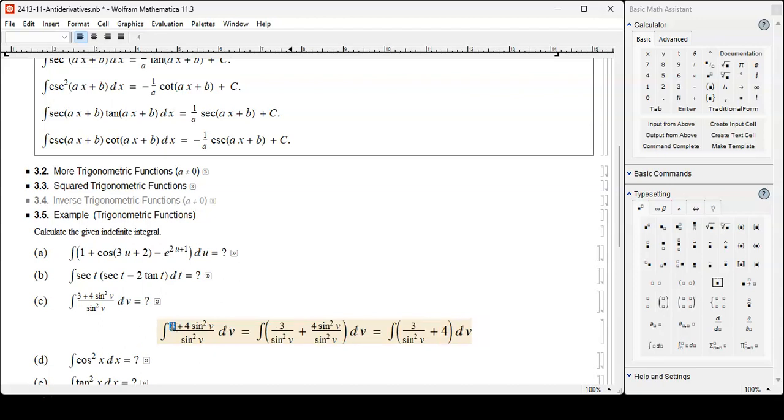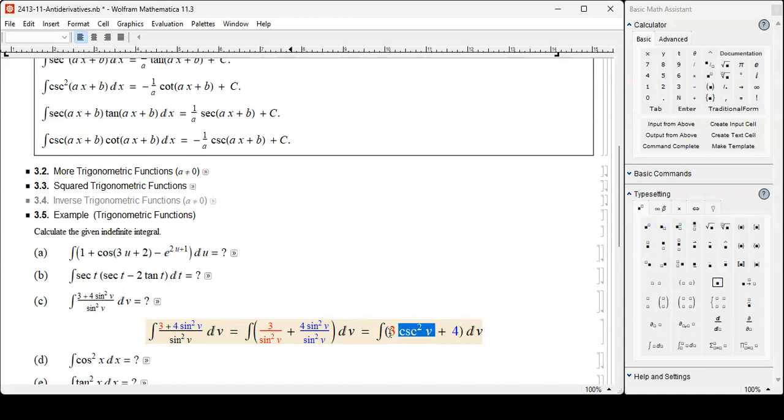Let's just do some color coding. Red, blue. So this is red, and that's blue, and that's blue. So far so good. So sine squared cancel out. We just have 4 constant. Now how about this? Is there any way to simplify this? 3 over sine squared. This is actually 3 times cosecant squared.